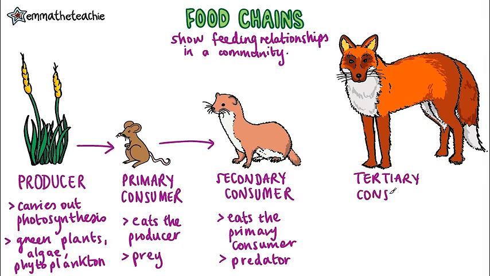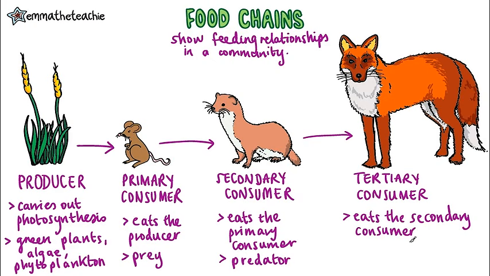Tertiary consumers eat secondary consumers. These are often top predators or apex predators that aren't hunted and eaten by anything else. For example, polar bears or killer whales. There can be levels above this, but this doesn't happen too often, as energy gets lost as you go up through each different level. You'll learn more about this when you study pyramids of biomass.